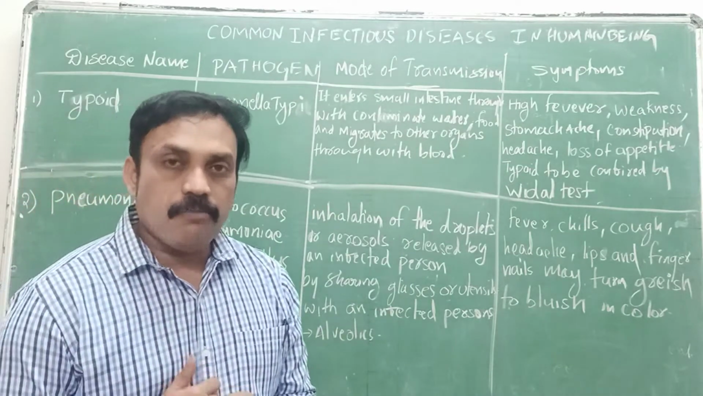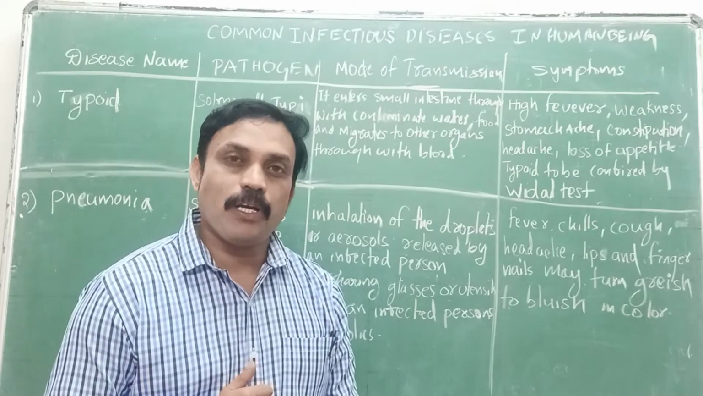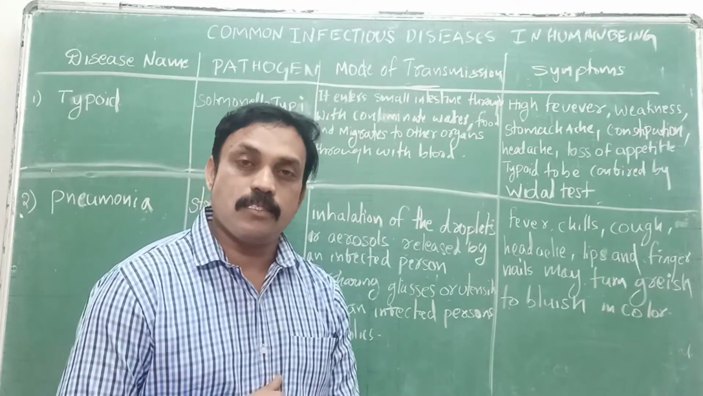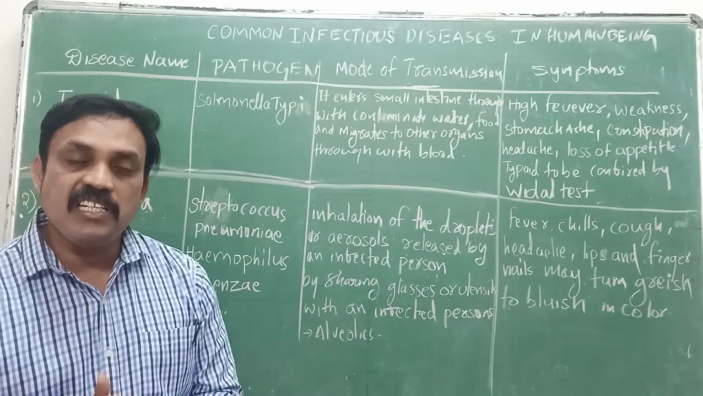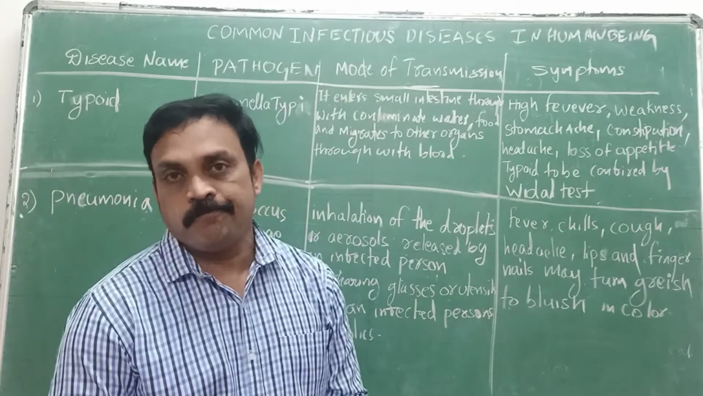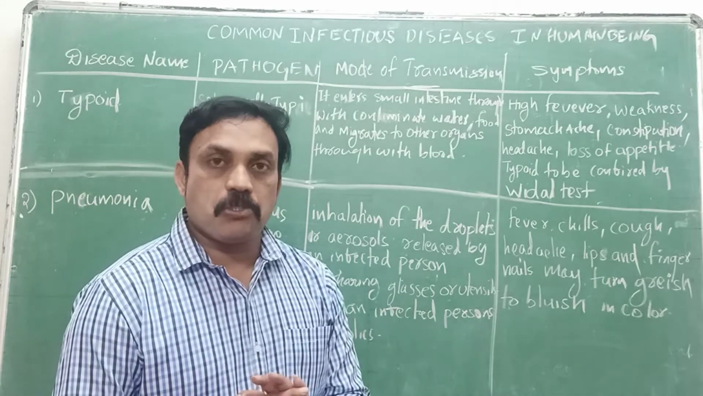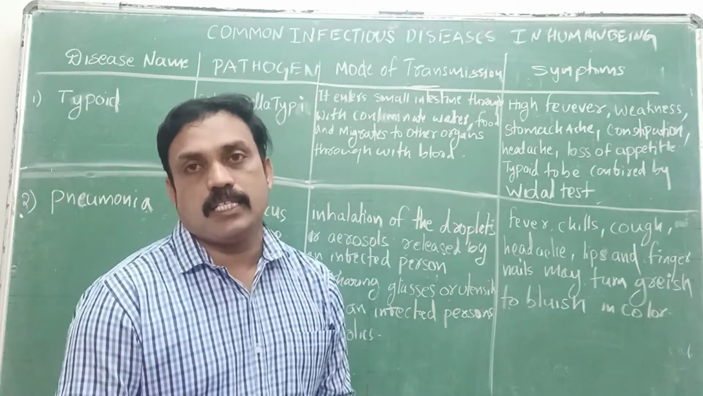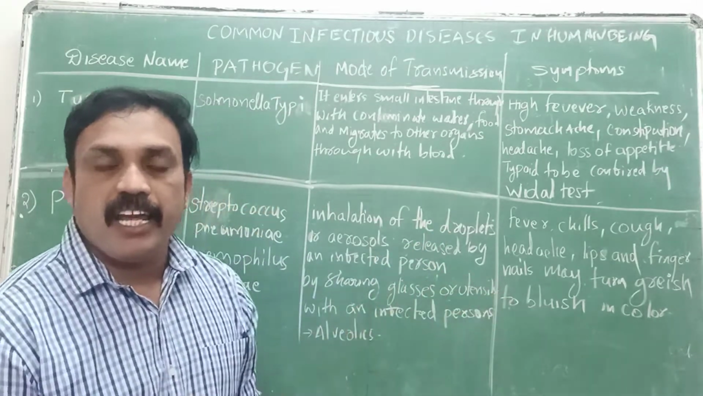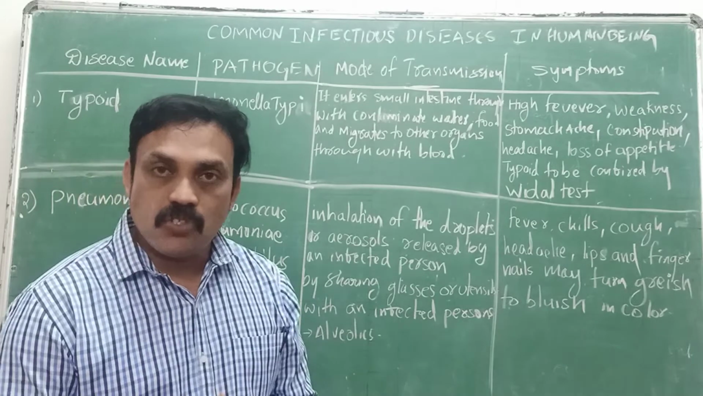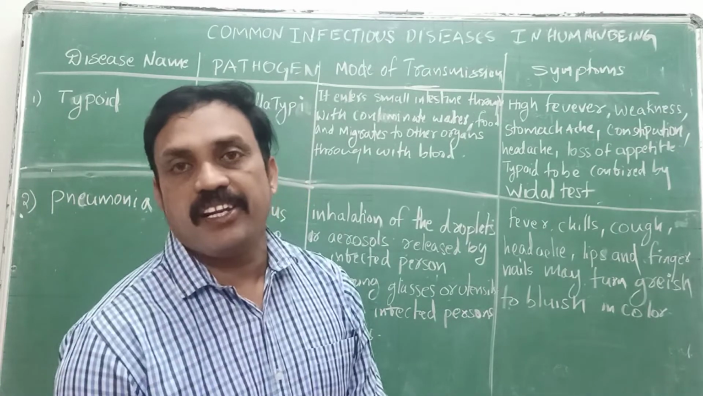We already learned about bacteria. Bacteria are single-celled prokaryotes, without a nucleus; they have genetic material without a nucleus. There are different shapes of bacteria. Bacteria also cause so many diseases in human beings. Some examples are typhoid, pneumonia, dysentery, and diphtheria. These are examples of bacterial diseases.